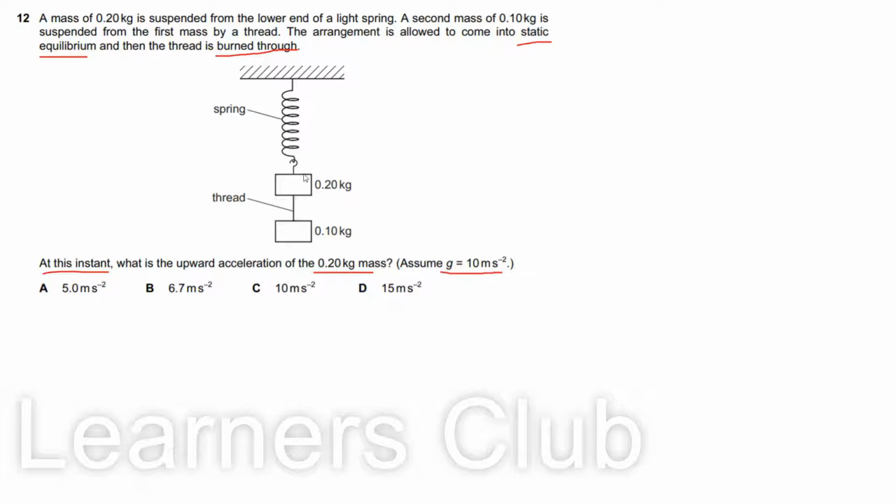Observe this arrangement. There is a light spring with a mass of 0.20 kg connected to a light thread with another mass of 0.10 kg. It's allowed to come into static equilibrium. That means the downward force is balanced by the upward force. And after that, they are burning through this thread. And at that instant, the lower mass will fall down. At that instant, what is the acceleration of this mass?